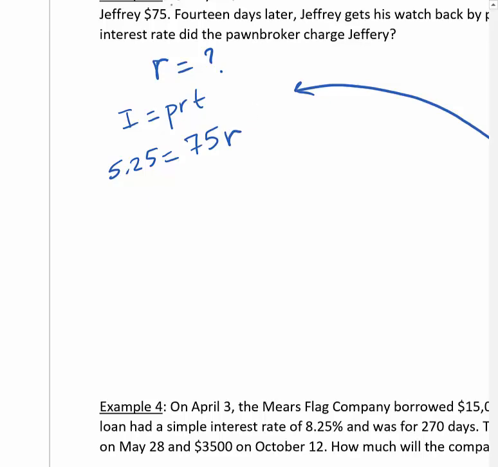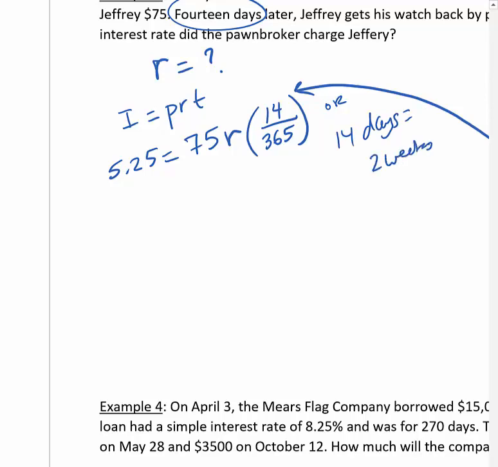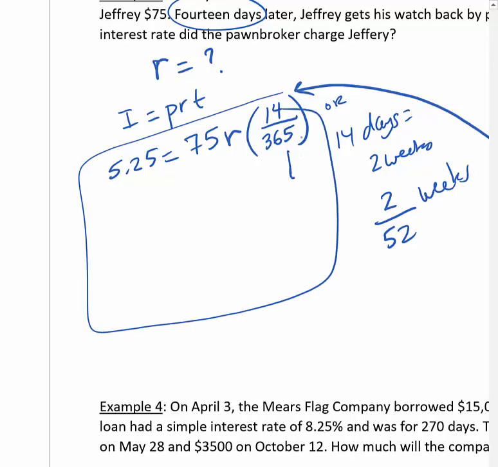Time is kind of tricky, because they said it's 14 days, but you want it to be in a fraction of a year. So how do you write 14 days as a fraction? Well, 14 days out of 365? Or, if you want to make it simpler, 14 days is 2 weeks, so you have 2 weeks out of 52 weeks in a year. You can do it that way as well, but it shouldn't matter either way. I'm just going to make this into a decimal anyway. That's going to make it a lot easier.